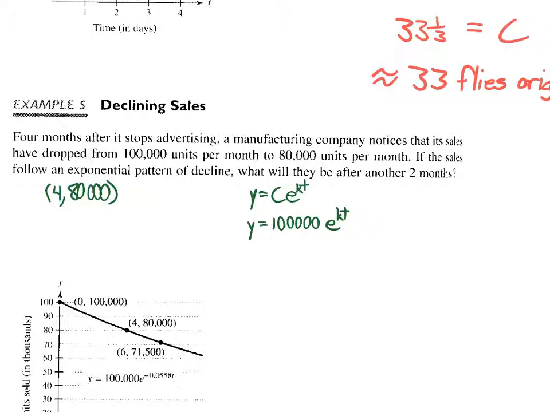So now if we plug that in, like we did on our previous one, we could figure out what the k is. Alright, so I'll plug in 80,000. That's 100,000 e to the 4k. So I divide and I get 0.8 is e to the 4k. I take the ln of both sides and I get 4k. So then I divide by 4 and k is ln of 0.8 over 4.